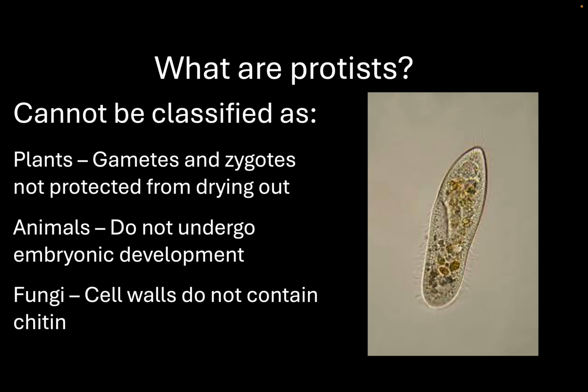These are classified as their own little group because of a couple differences between plants, animals, and fungi. Differences from plants: gametes and zygotes are not protected from drying out for protists. Differences from animals is they do not undergo embryonic development. And differences from fungi is that their cell walls don't include chitin, which fungi cell walls do.